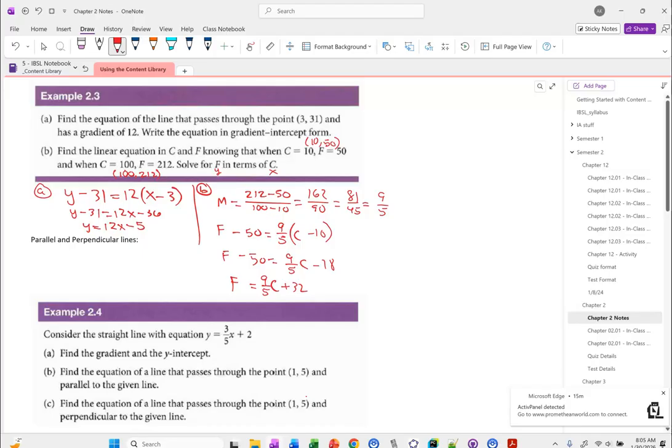Parallel and perpendicular lines. What can you say about the slopes of parallel lines? They're the same.